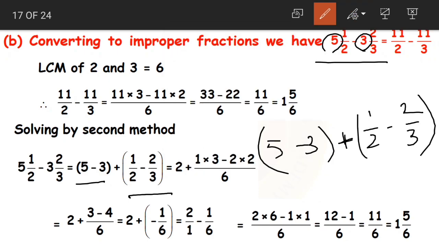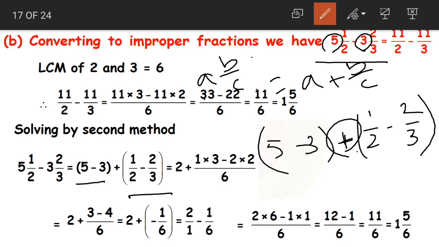Now you might be thinking why this plus here. If you remember the first class students, we learnt about mixed fractions. A b by c is called a mixed number, which is nothing but a plus b by c. Now here a is our whole number part and b by c is our fractional part. So the whole number part plus the fractional part. Now 5 minus 3 is equal to 2 and 1 by 2 minus 2 by 3.